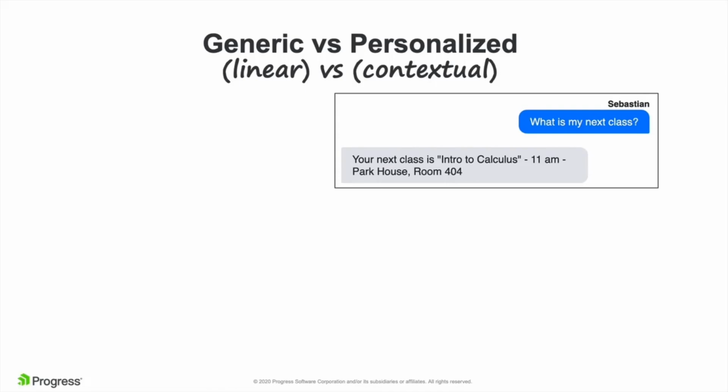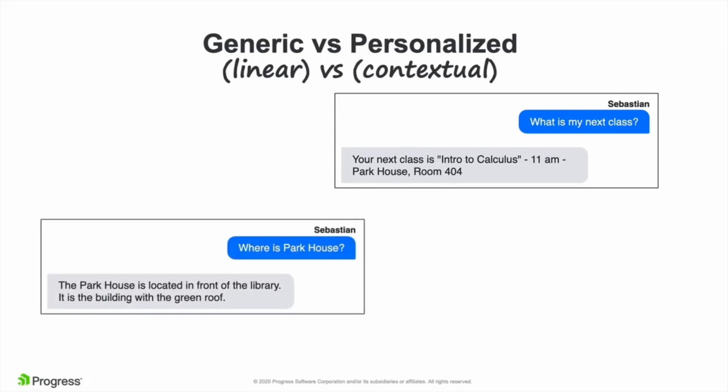While the linear answer will be one that is pretty much the same no matter who's asking this. So if a student asks, where is Park House? This answer is going to be provided regardless of who the person is. So the chatbot can just say, the Park House is located in front of the library.